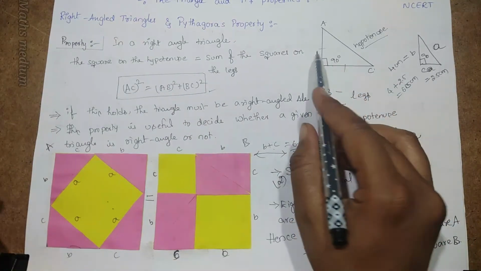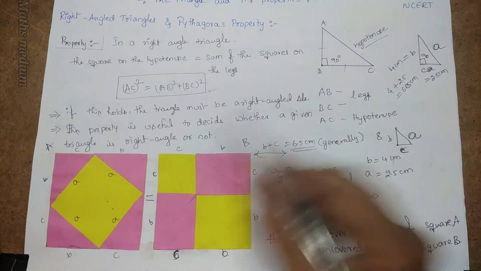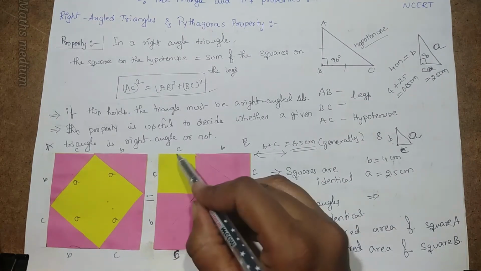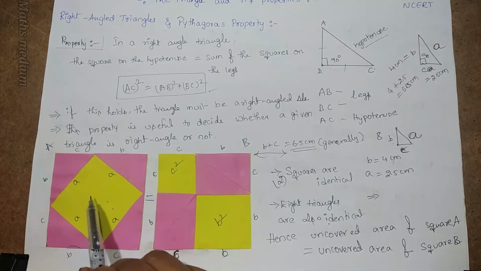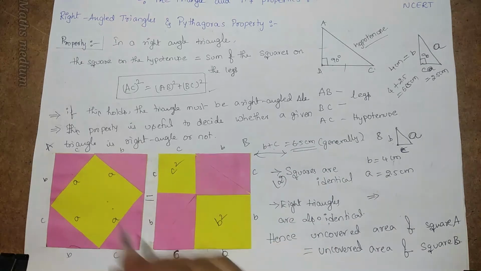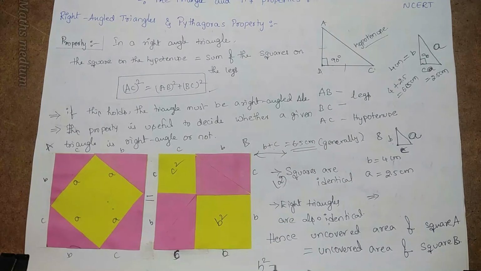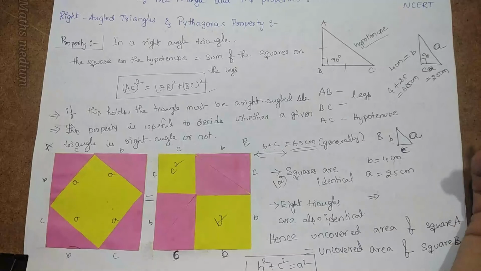It means here we took B. This is B, and this is C, this is the C square, right? And this is the B square, right? So A square is equal to B square plus C square. From this we can write A square is equal to B square plus C square. This is the right angle triangle property, that is the Pythagoras property.